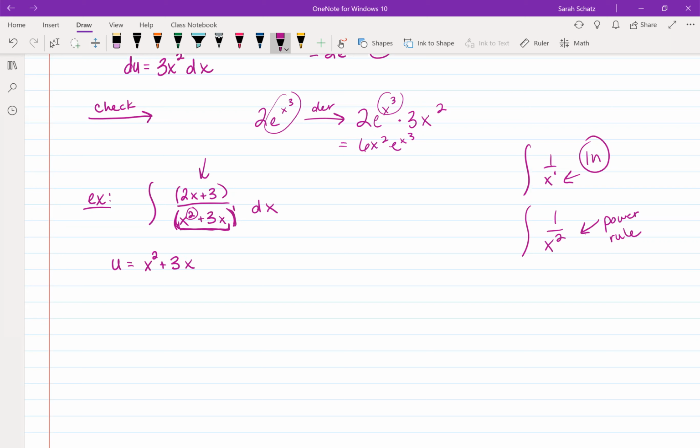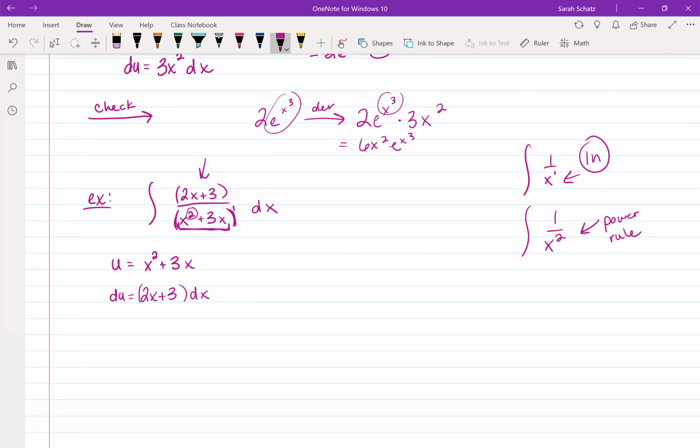Easy to find, you guys. You don't have to worry, oh, is it top or bottom? Where is u? U's from the bottom. It's the thing that was being raised to the first power down here. So if this is u, what's du? Well, it would be 2x plus 3 dx, of course.